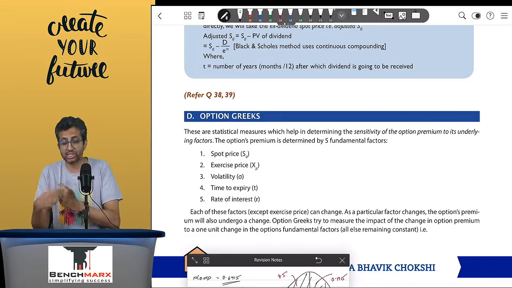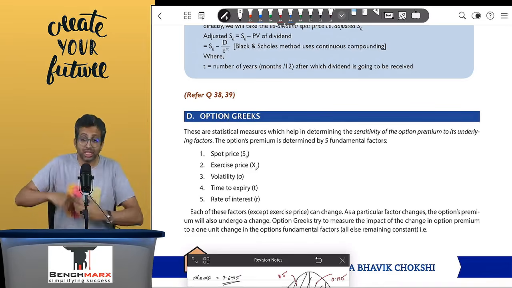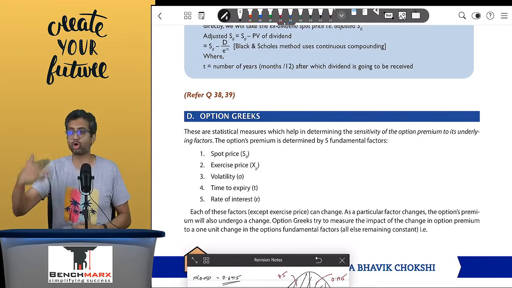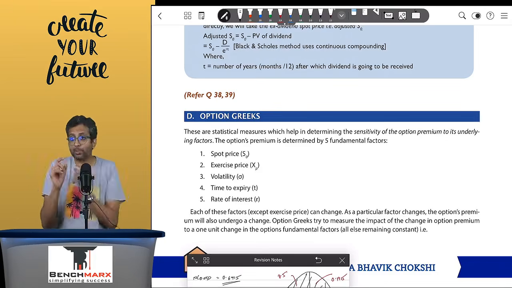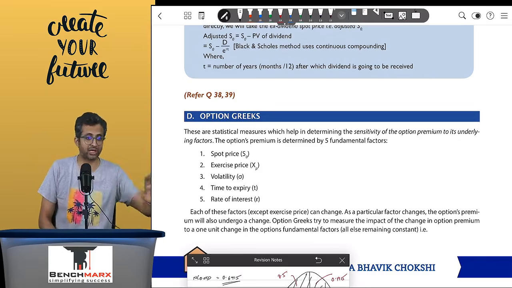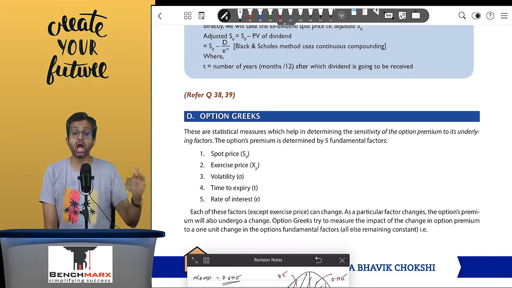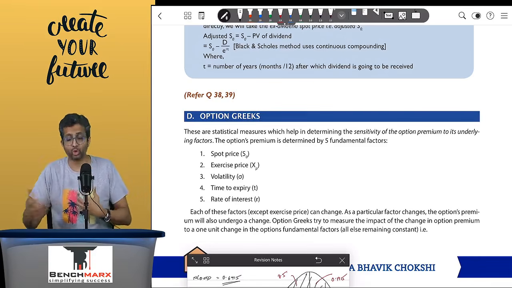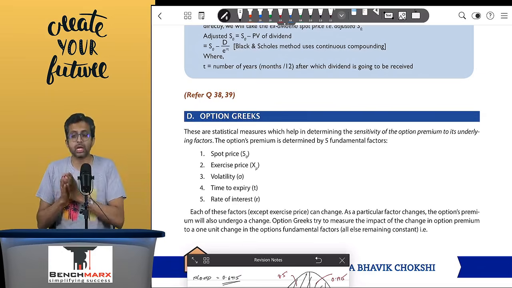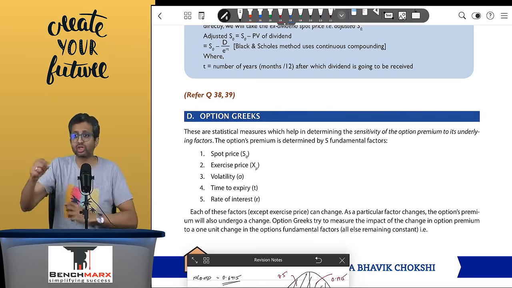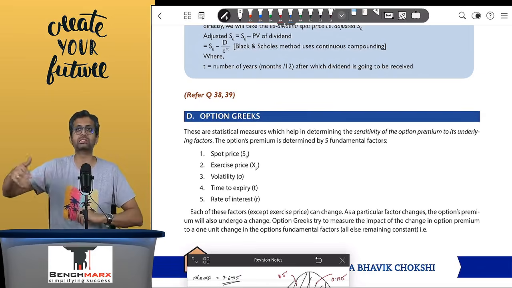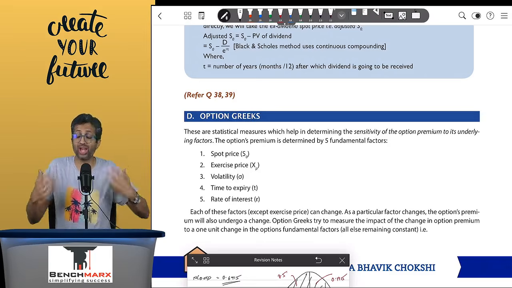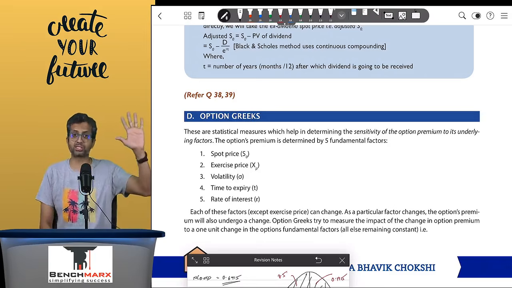So option Greeks are like studying the features of an option. How does an option premium or option value respond to a particular change in a particular fundamental factor, all else remaining constant? So over here, why should an option premium change? Well, there are 5 essential ingredients.